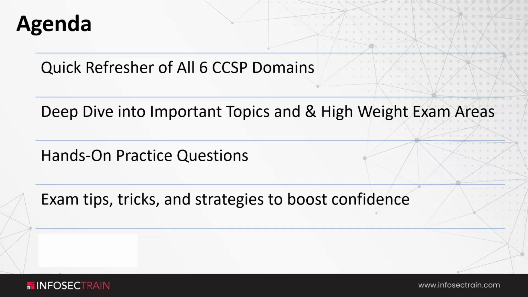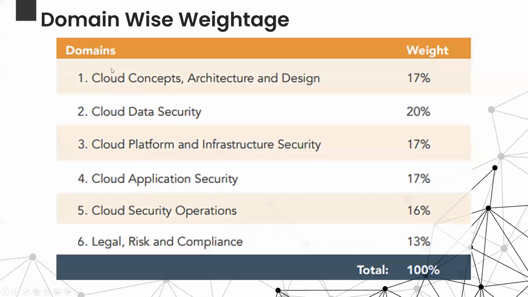So first of all, team, as you all know, the CCSP has a total of 6 domains. Unlike CISSP, CCSP has a total of 6 domains you have to complete. Starting from domain 1, cloud concepts, architecture and design, to data security, cloud platform and infrastructure security, cloud application security, cloud security operations, and legal, risk and compliance. We have total 6 domains to prepare for the CCSP examination.